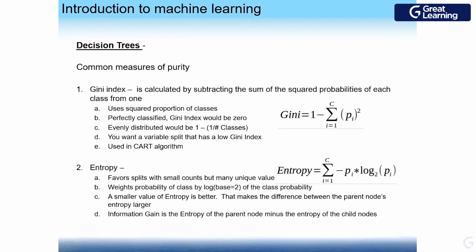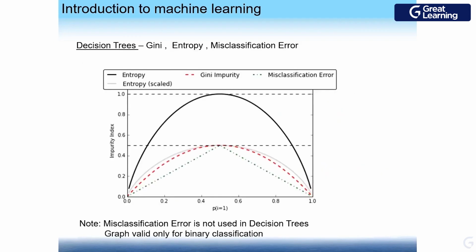This Gini index, this is called entropy index. I'll show you pictorially the relationship between the two. What you see here in the red dashes, this is the curve which represents the Gini. Gini ranges from 0 to 0.5. This is probability 0 to 1. Whereas entropy goes from 0 to 1. That is the only difference between these two curves. If I scale down the entropy curve, then this gray curve represents entropy scaled.